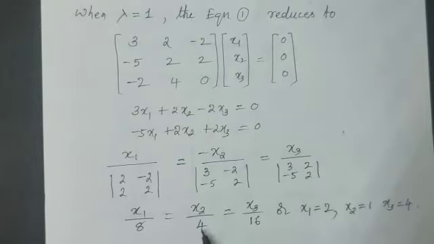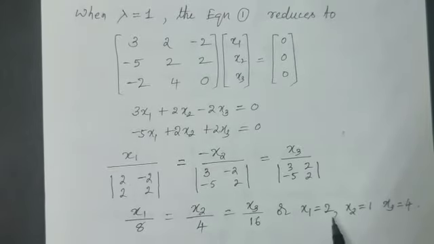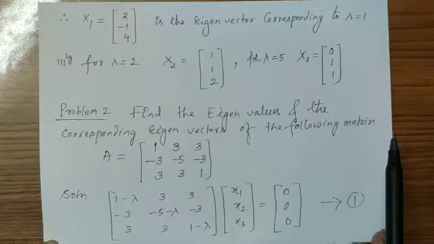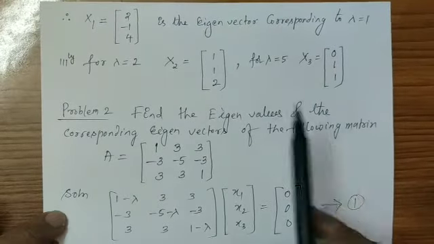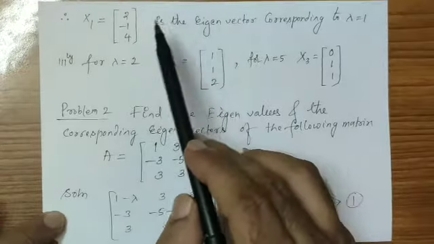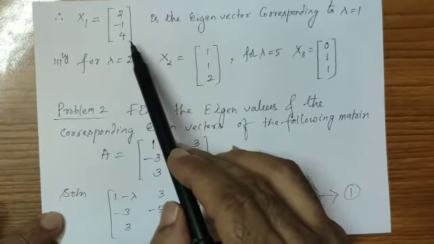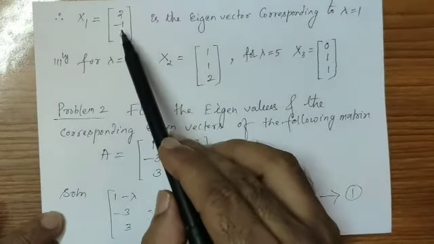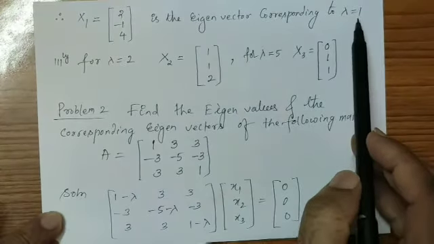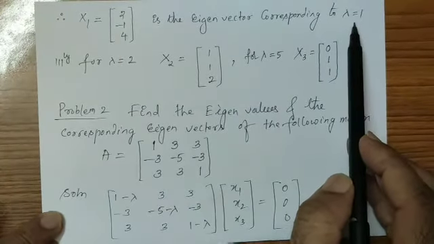You can see that these three values are multiples of 4, so all are divisible by 4. So I will divide all these values by 4 to obtain the special vector. So that is 2, 1, 4. So 8 divided by 4 is 2, 4 divided by 4 is 1, and 16 divided by 4 is 4. Therefore the vector x1 will be 2 minus 1, 4. Therefore 2 minus 1, 4 is the eigenvector corresponding to the eigenvalue lambda is equal to 1.